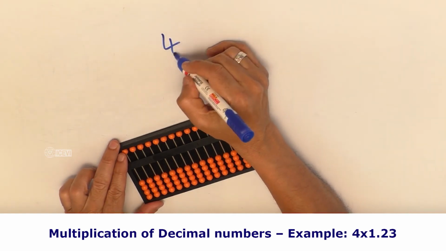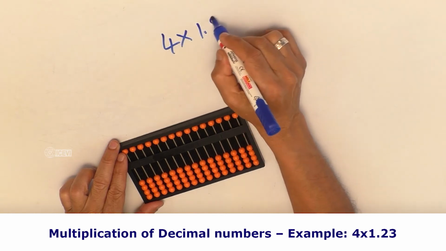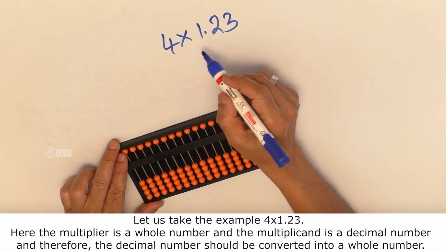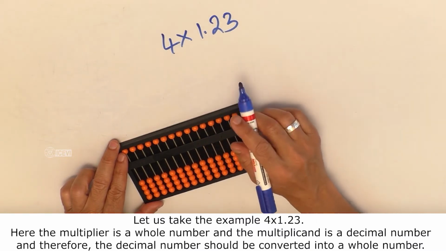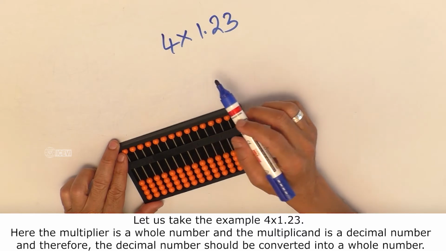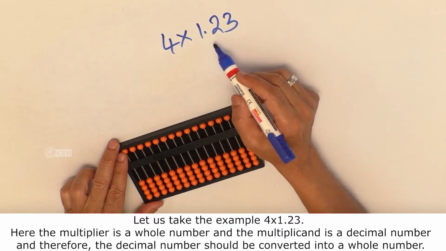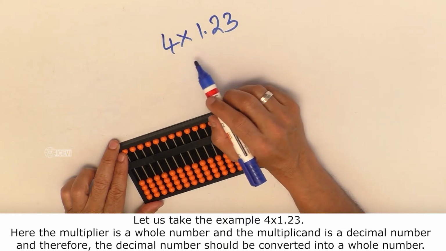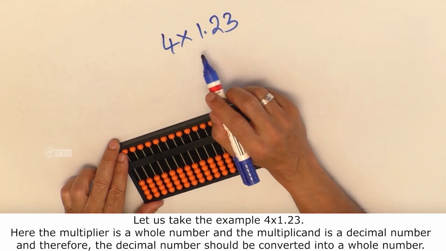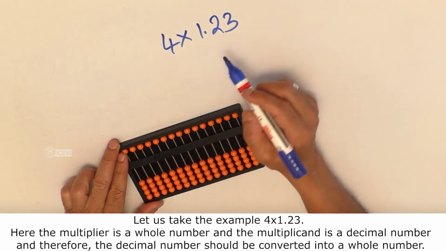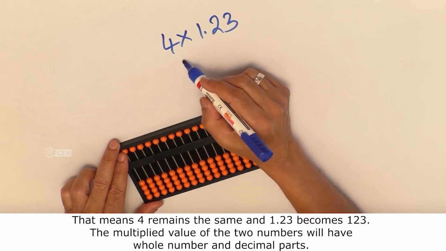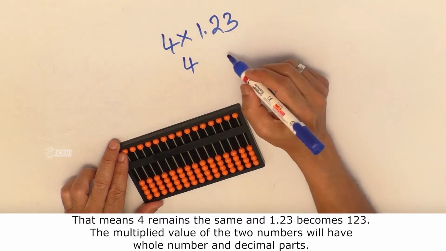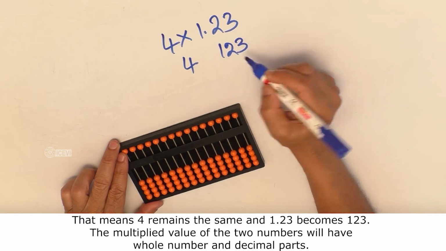Example: 4 multiplied by 1.23. Let us take the example 4 multiplied by 1.23. Here, the multiplier is a whole number and the multiplicand is a decimal number, and therefore the decimal number should be converted into a whole number. That means 4 remains the same and 1.23 becomes 123.